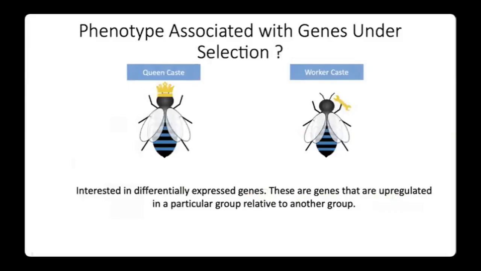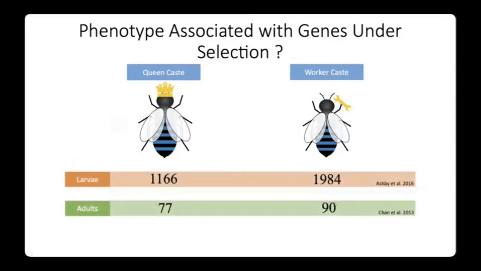So finally, we were interested in whether the queen or the worker phenotype has a disproportionate role on the adaptation of lineages. And we did this by comparing genes under selection to those differentially expressed between queen and worker castes. So we used two previously published datasets to do this. The first focused on differentially expressed genes in developing queen and worker larvae. In total, we found just under 1,200 genes that were upregulated in the queen caste relative to the worker caste, and approximately 2,000 genes that were upregulated in the worker caste relative to the queen caste during the development stage.